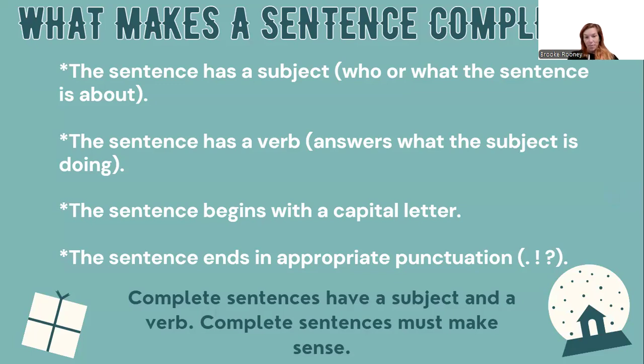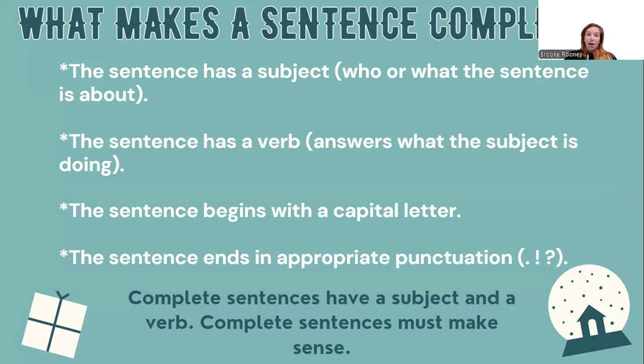A complete sentence must also begin with a capital letter and end in appropriate punctuation. So the correct punctuation for the end of a sentence includes a period, an exclamation point, and a question mark. So we've gone over types of sentences in the past. So your period is used typically with your declarative sentences, your question mark with the interrogative sentences, and your exclamation point with your exclamatory sentences.